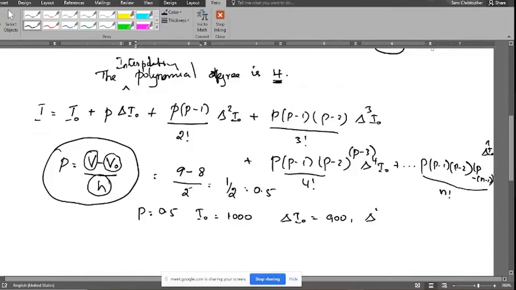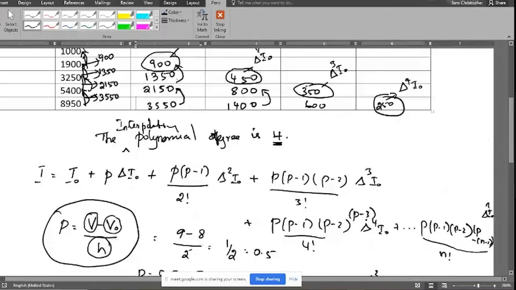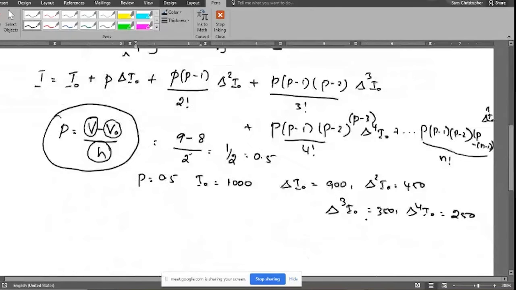Del square I naught is, I think, 450. Del cube I naught is 350. Del power 4 I naught is 250. Yes? So what is H? H, the H. V minus V naught divided by H.